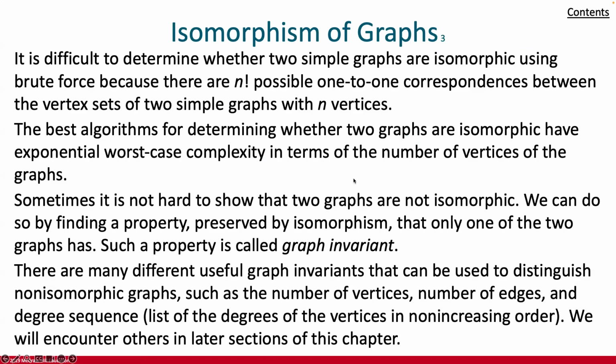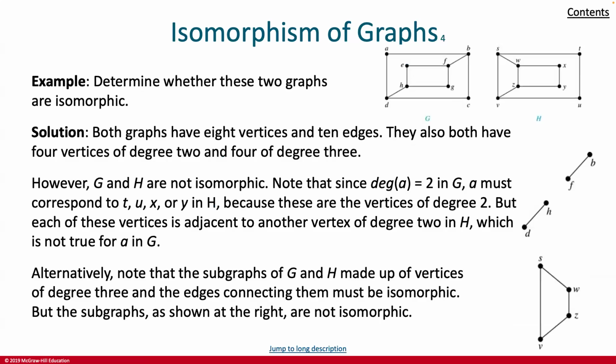Sometimes it's not hard to show that two graphs are not isomorphic. We can do so by finding a property preserved by isomorphism that only one of the two graphs has. Such a property is called a graph invariant. There are many different useful graph invariants that can be used to distinguish non-isomorphic graphs, such as the number of vertices, the number of edges, and degree sequences. We will encounter others in later sections of this chapter, and we'll get into a little bit of that.